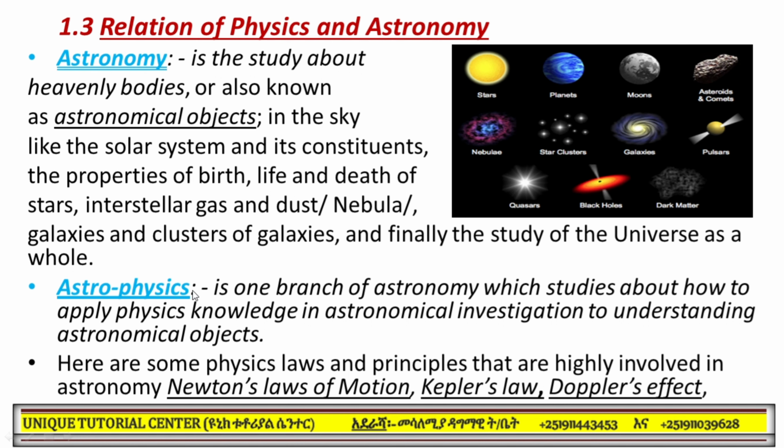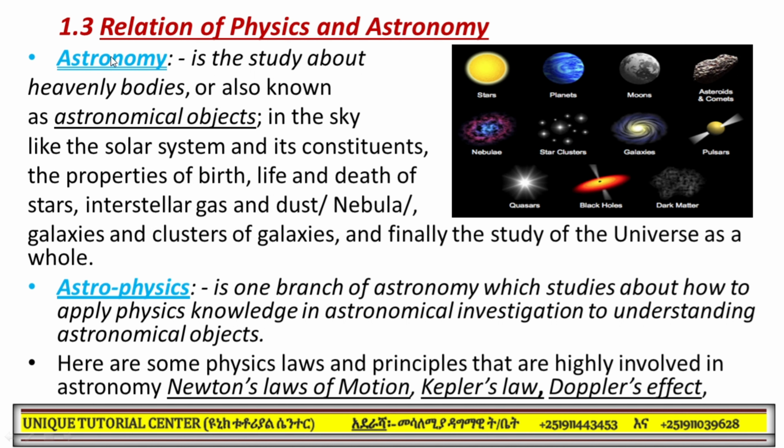Astrophysics is one branch of astronomy which studies how to apply the knowledge of physics in astronomical investigation to understand astronomical objects. You see, here we have astronomical objects. To understand deeply about astronomical objects, surely you have to apply physics knowledge.